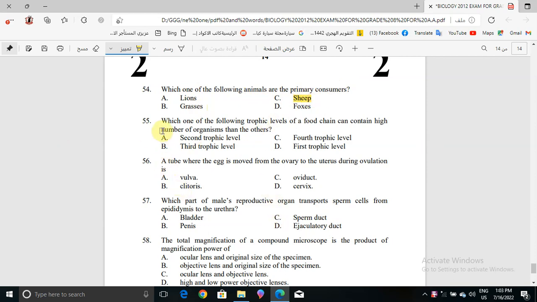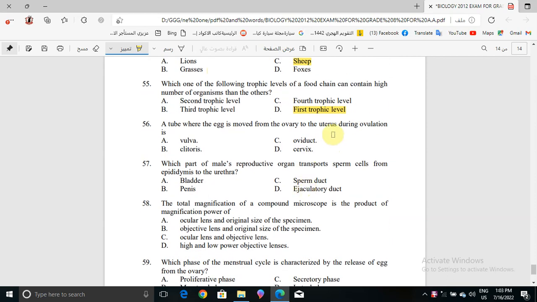Okay, now question number 55, which one of the following trophic levels of a food chain can contain a higher number of organisms than the others? Second trophic level, third trophic level, fourth trophic level, or first trophic level. Of course it will be the first one, which is the first trophic level, which contains plants or herbivores. Okay, in question number 56, a tube where the egg is moved from the ovary to the uterus during ovulation is called what? Vulva, clitoris, oviduct, or cervix? First of all, as we said, this tube is also called the fallopian tube, right? And it's also known as the oviduct.